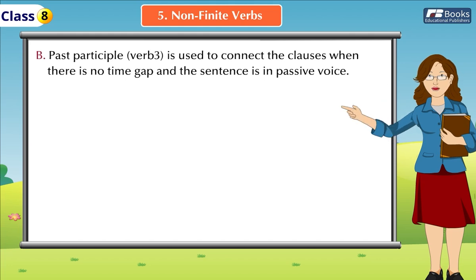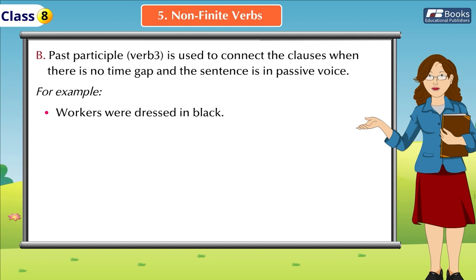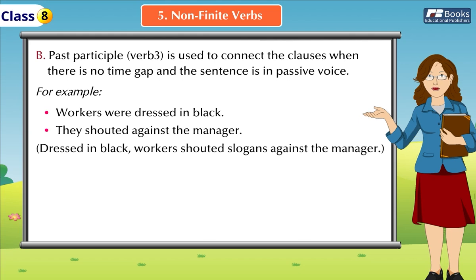B. Past participle, verb third form, is used to connect clauses when there is no time gap and the sentence is in passive voice. For example, workers were dressed in black. They shouted against the manager. Dressed in black, workers shouted slogans against the manager.